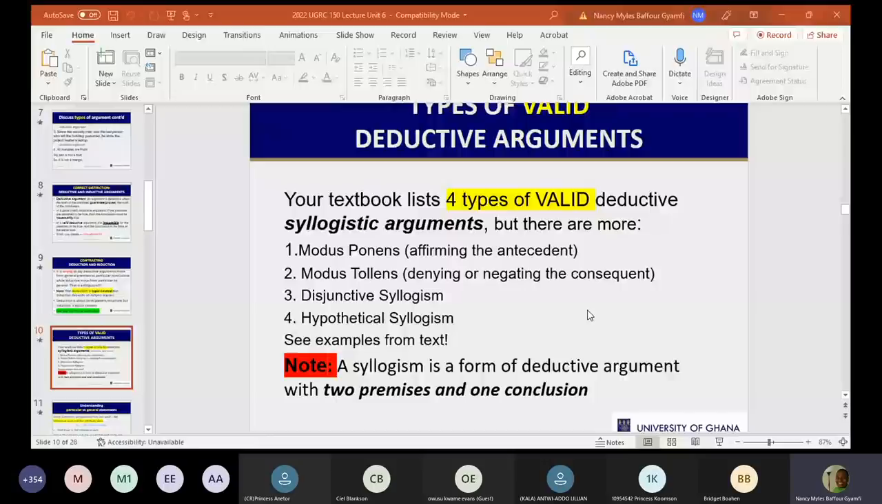Don't say if Kofi is not a man, then he's perfect. No, that will not be a correct translation of the universal negation. Therefore, whenever you have a universal negation, no man is perfect, when you rewrite it as a condition, it will be if X is a man, then X is not perfect.